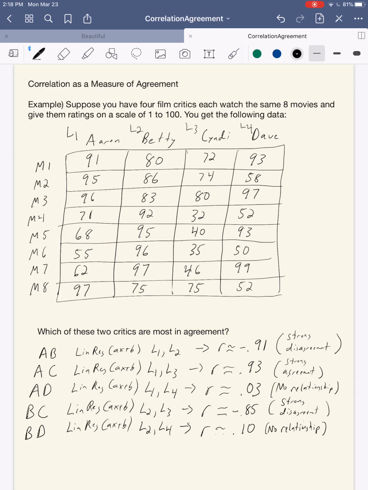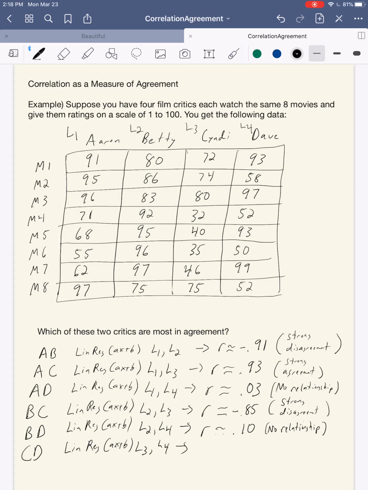All right, we've got one last pairing to think about, Cindy and Dave, but we can already probably guess what's going to happen here. We know Cindy is in strong agreement with Ehren. Ehren and Dave basically don't agree or disagree, so we don't expect Cindy to agree or disagree with Dave either. So let's go ahead and do that. Let's look at C and D. We'll do ln reg AX plus B one more time, for L3 and L4.